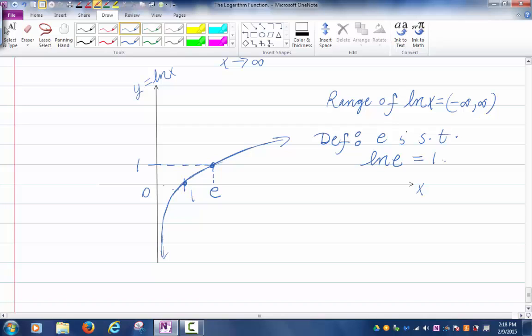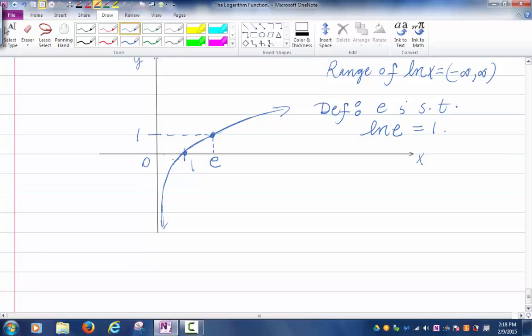If you have seen the number e before, forget about it. Just say that this is how we define the number e. The number e is the number for which ln of e is 1. And I'm going to tell you later how to approximate this number e. That's going to come up later. All right, so that's the number e.